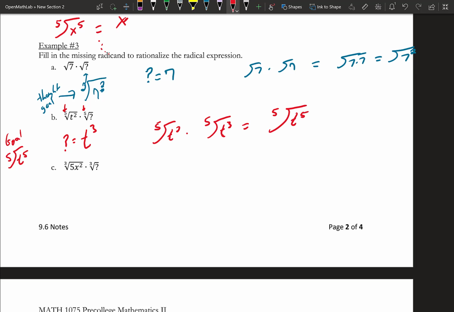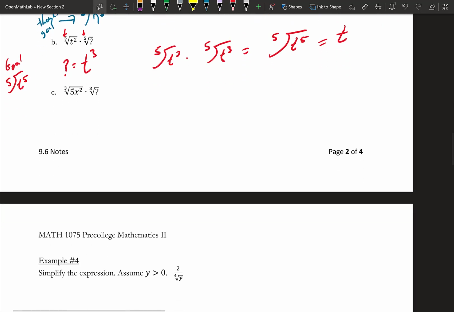Because t squared times t cubed is t to the 5th, and that, of course, just gets me to t, right? So we get rid of the radical, right? And then lastly, part C, I have the cubic root of 5x squared times the cubic root of what? We'll get rid of the radical, right?